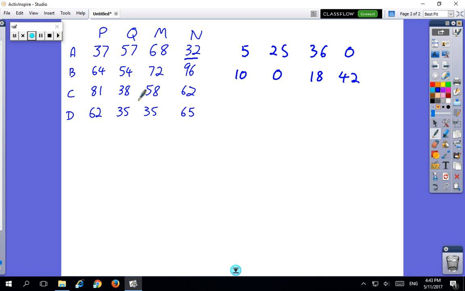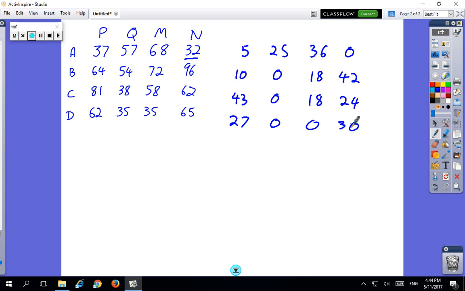Next row, we've got 38 is the smallest, so we'd get 43, 0, 18, and 24. And then the last row, 35 is the smallest, we take that away, we get 2 zeros there, 20, 25, 27, and 30.